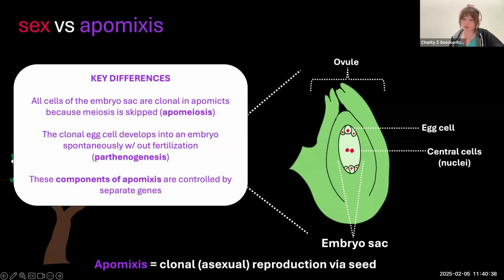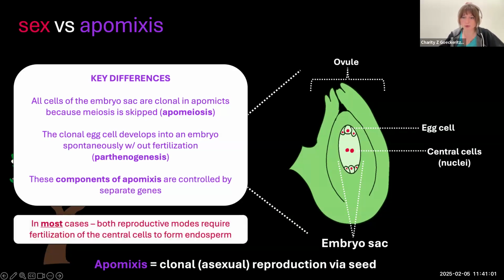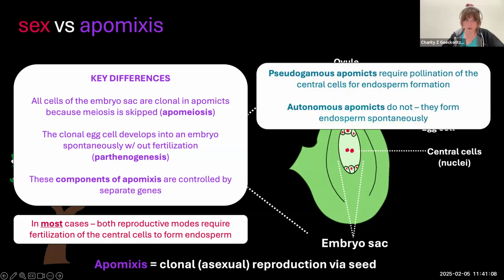The second major difference between apomictic and sexual reproduction is the ability of the clonal egg cell to spontaneously begin forming an embryo, which we call parthenogenesis. So it does not need to fuse with a sperm nucleus through pollination. We now know that these two components of apomixis are controlled by independent genes. In most cases, though, both reproductive modes need fertilization of the central cell to produce the nutrient reserve for the developing embryo, which we call the endosperm.